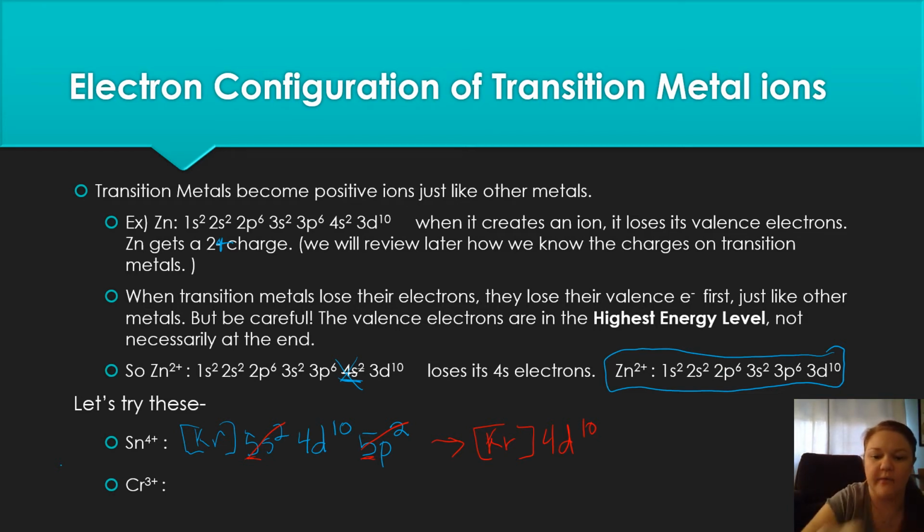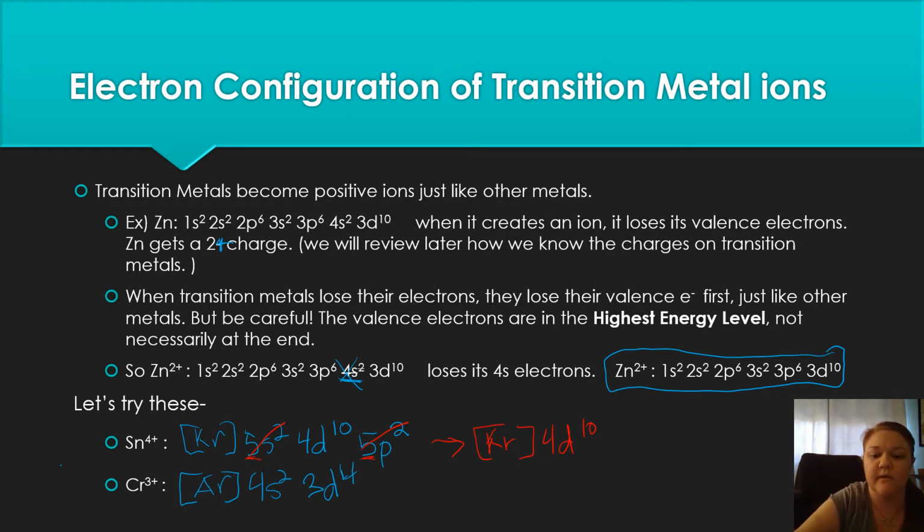So let's try it out though. Chromium, do the same thing with the shorthand. Chromium is in period 4, so the previous noble gas is going to be argon in period 3. Then we're going to do 4s2, and chromium is in the 3d section, and it is 1, 2, 3, 4, the 4th element over.